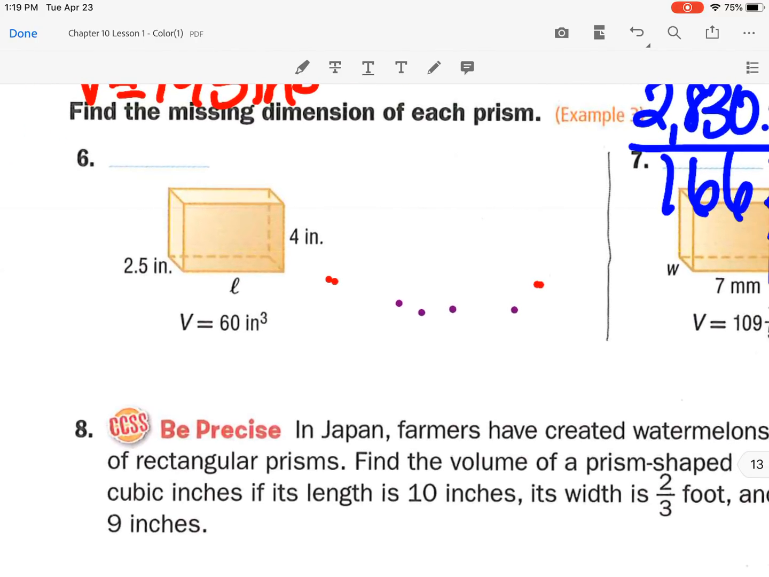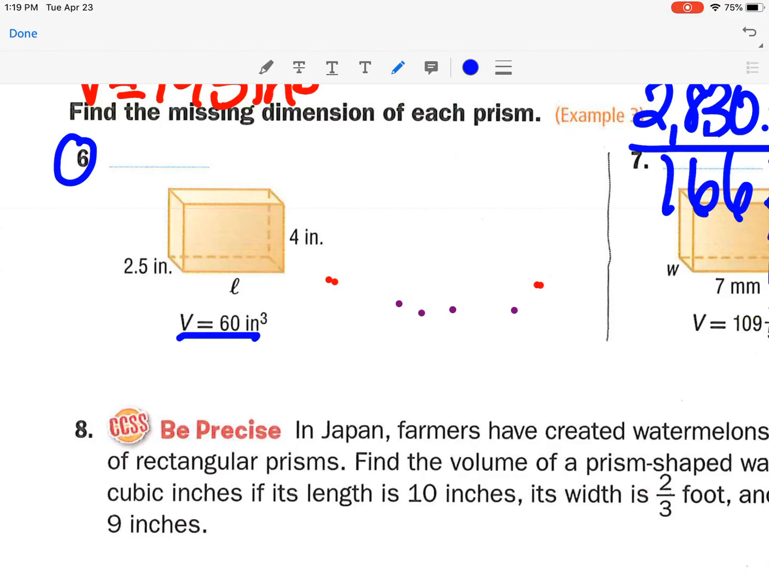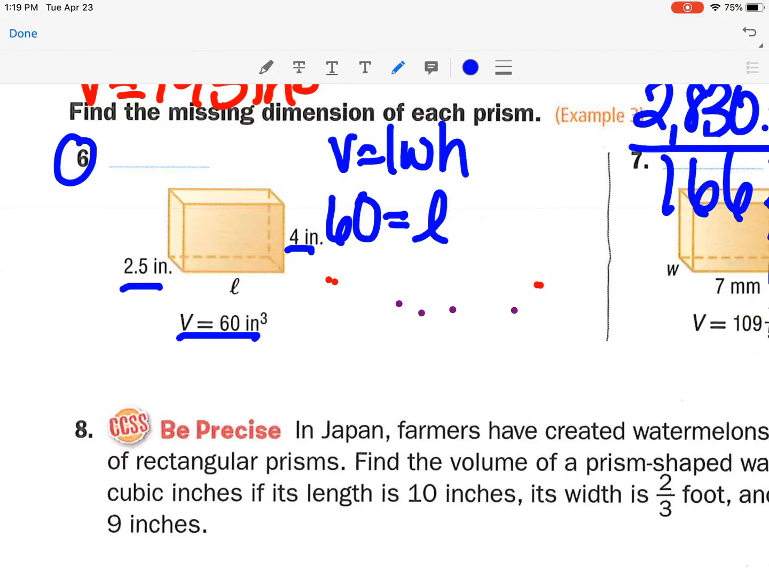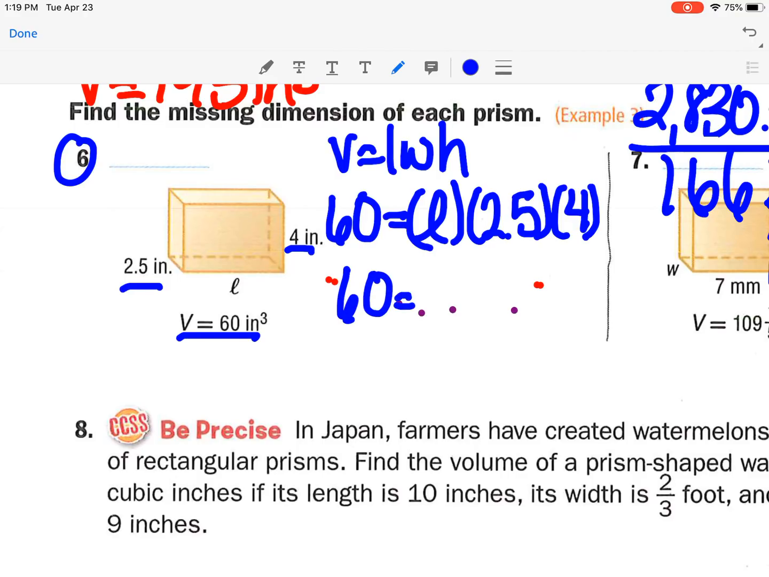Okay, let's take a look at this. Find the missing dimension. We're just going to do number 6, and then this is it. So they've given us our volume. We don't have our length. We have our height, which is 4, and our width, which is 2.5. So V equals length times width times height. We know our volume, which is 60. Our length we don't know, so we're going to keep that as our unknown, times 2.5 times 4.